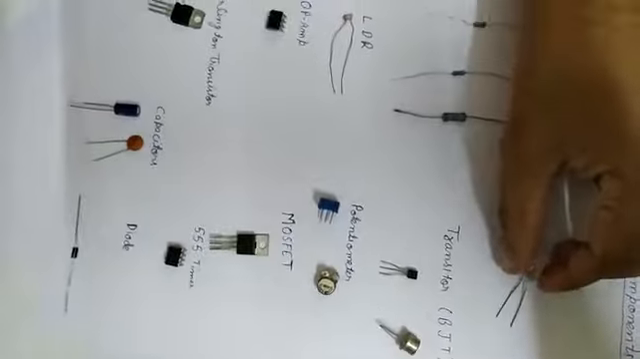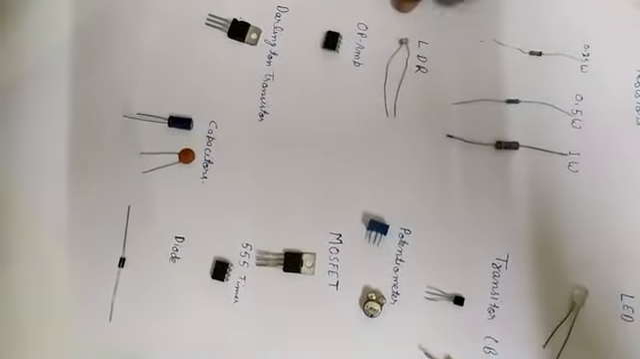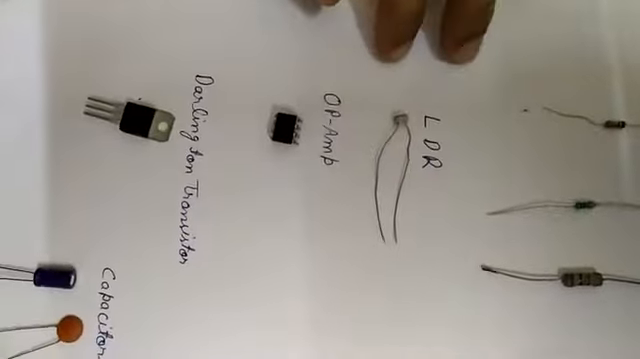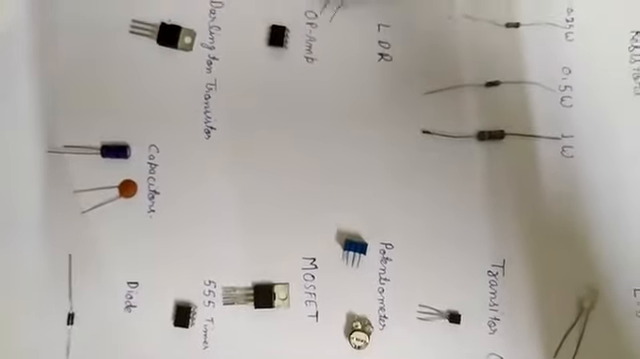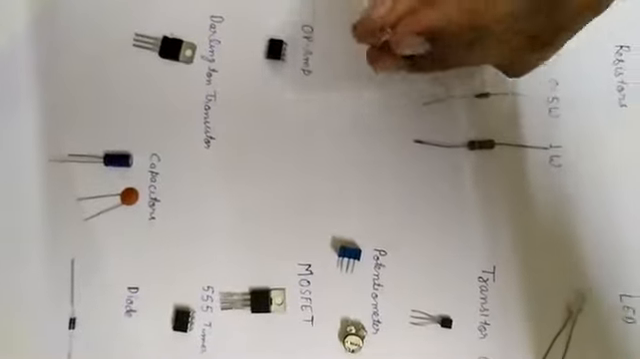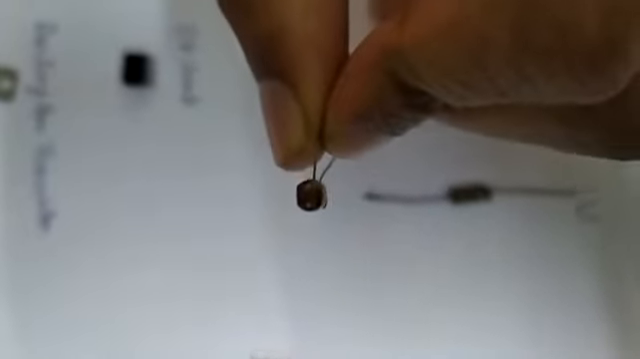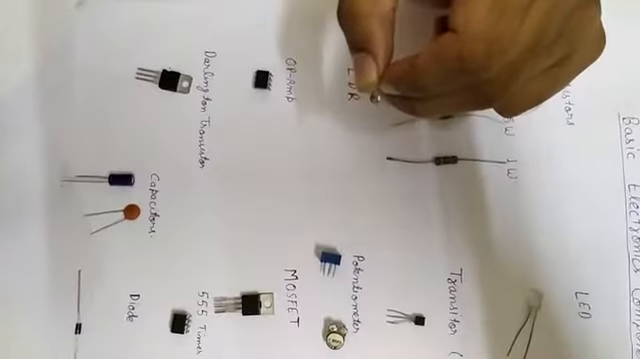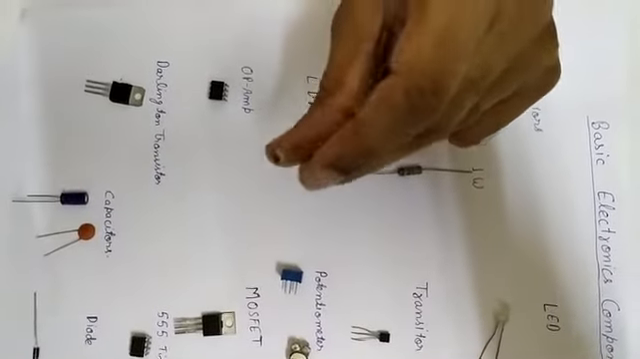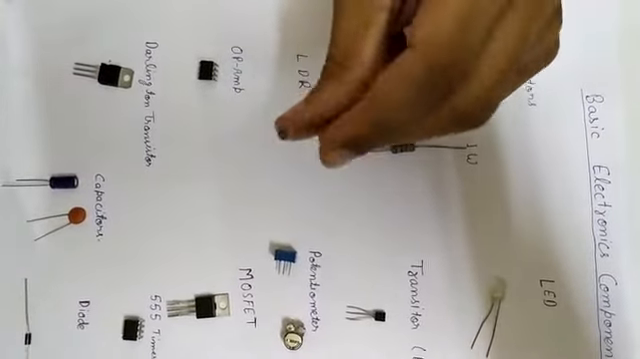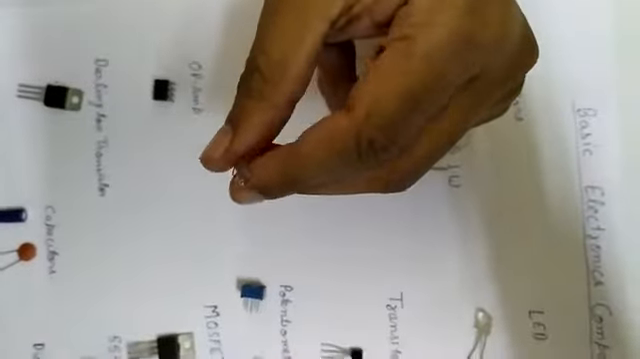Now we come to next component, which is LDR. LDR is a light dependent resistor. Means as the name says, its resistance depends on the light intensity falling on it. See, this is a LDR. In dark its resistance is very high, approx infinity, and as the light intensity falling on it increases, the resistance of this LDR decreases.